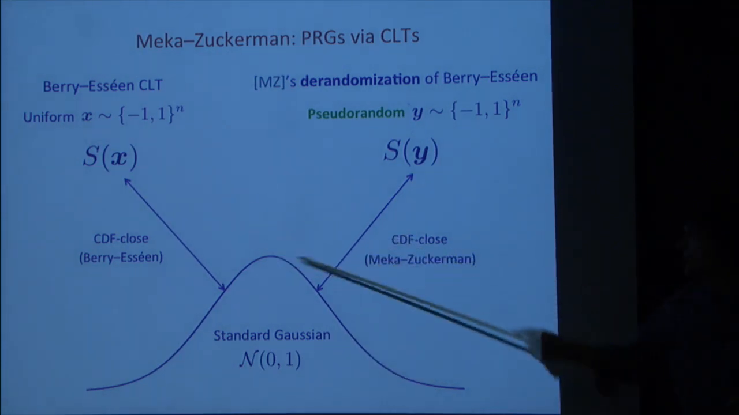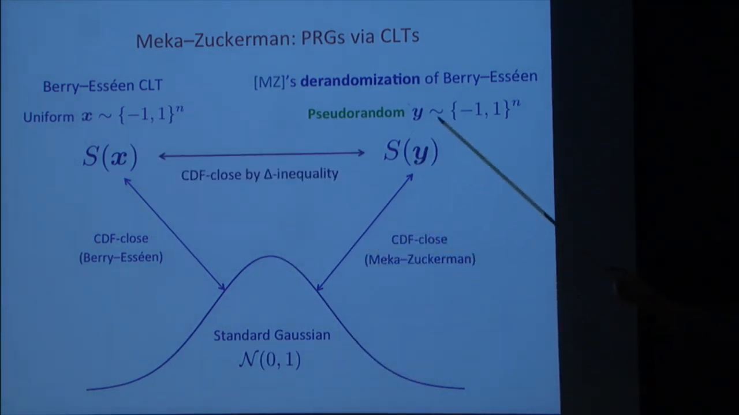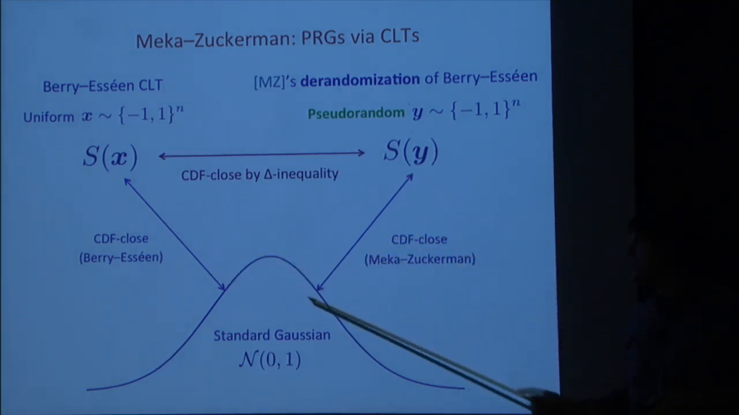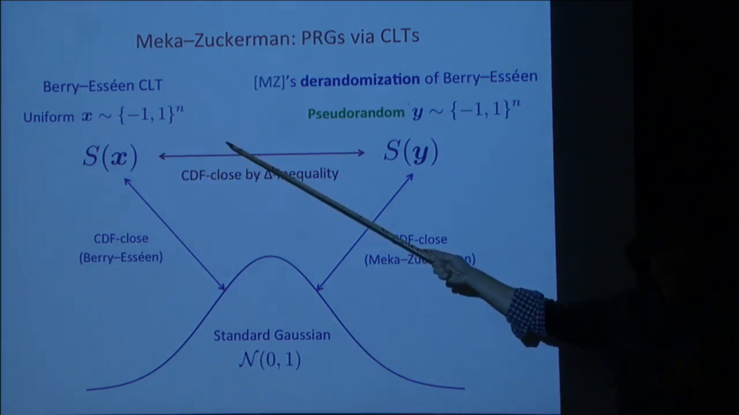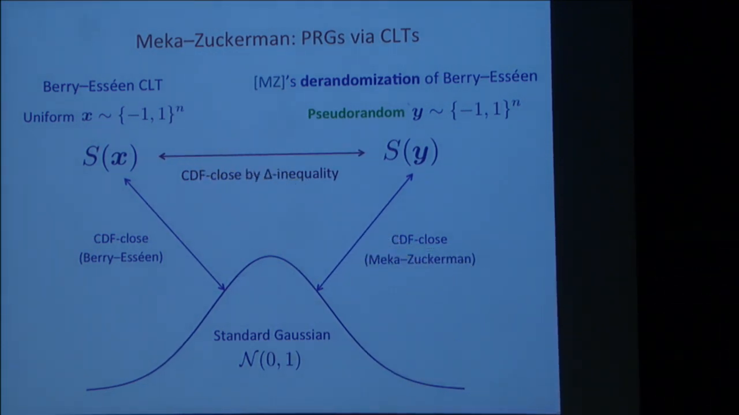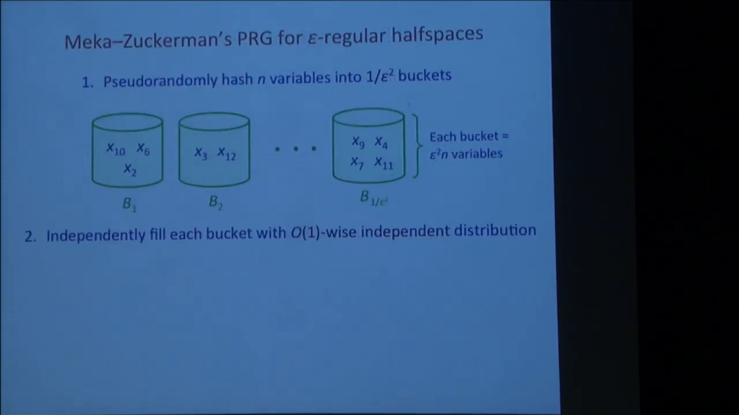And then once they have this, you compose the two arrows, and you get that the pseudo-random distribution of the linear form is CDF close, just by the triangle inequality, to the truly uniform distribution. And this is exactly what it means to have a pseudo-random generator. Okay? Good. So I'll give you a slide giving a sketchy version of how their pseudo-random generator actually works. It's a really nice construction.